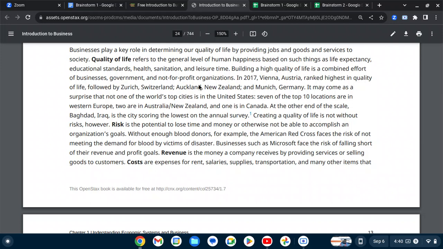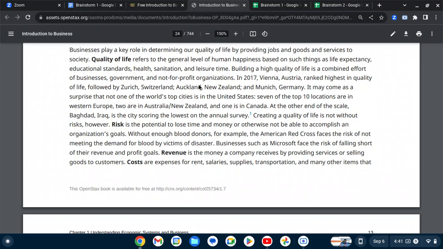Quality of life refers to the general level of human happiness based on such things as life expectancy, educational standards, health, sanitation, and leisure time. Building a high quality of life is a combined effort of businesses, government, and not-for-profit organizations. In 2017, Vienna, Austria, ranked highest in quality of life, followed by Zurich, Switzerland, Auckland, New Zealand, and Munich, Germany.